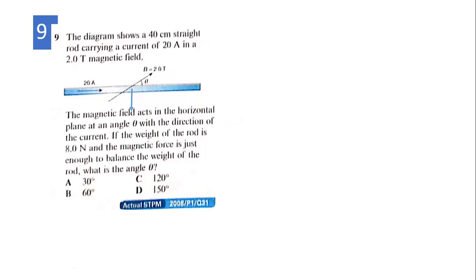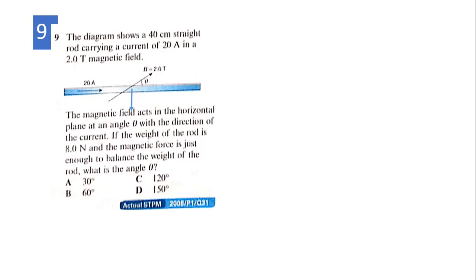This one. The diagram shows a 40 cm straight rod. Current 20 ampere. The field is going in at an angle theta, 2 tesla. The magnetic field acts in the horizontal plane at an angle of theta with the direction of the current. So you can treat it as going in now. If the weight of the rod is 8 newton and the magnetic force is just enough to balance the weight of the rod, what is the angle theta?